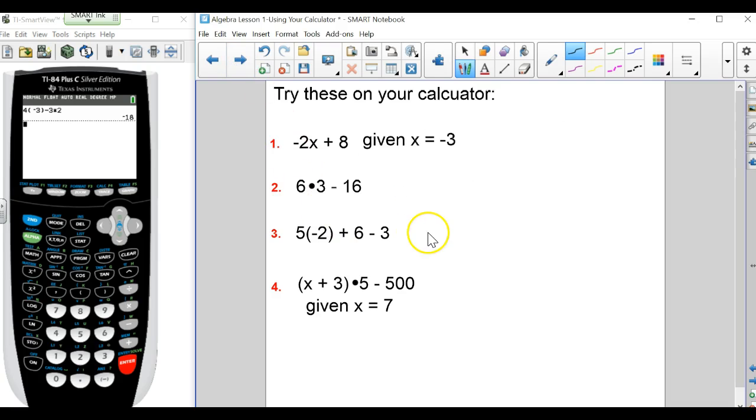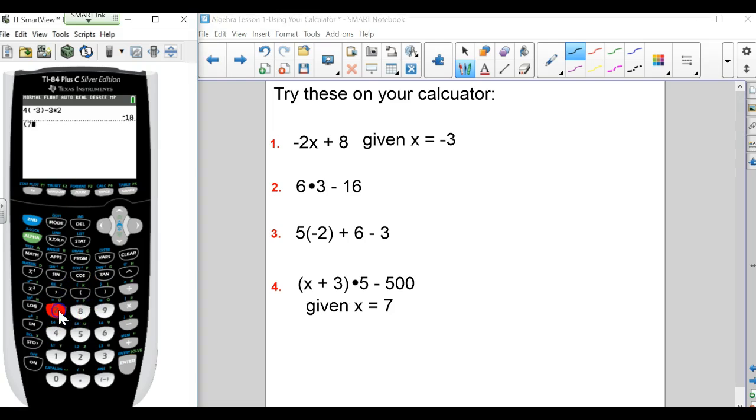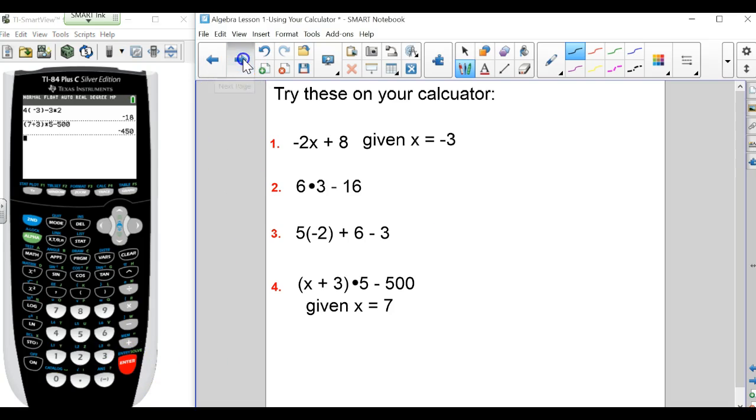I've got some practice problems here for you to do. Go ahead and hit pause and then work these on your calculator. I'll go ahead and do number 4 this time. We're going to replace x by 7, so when we put this into the calculator, we're going to open parentheses, and instead of the x, we put the 7 there, plus 3, close parentheses, that dot means times, 5 minus 500. And then hit enter, and our answer is negative 450. Go ahead and check all your other answers. We have them all here.